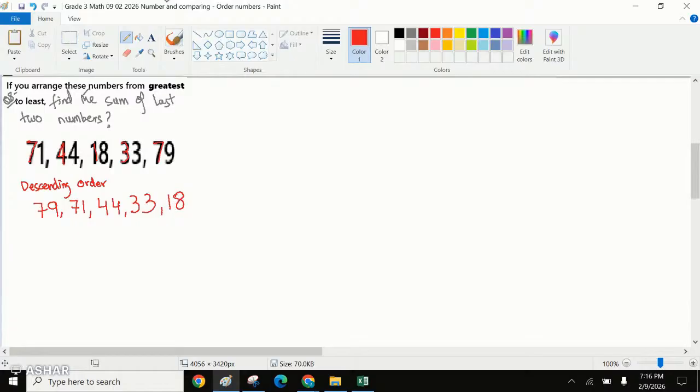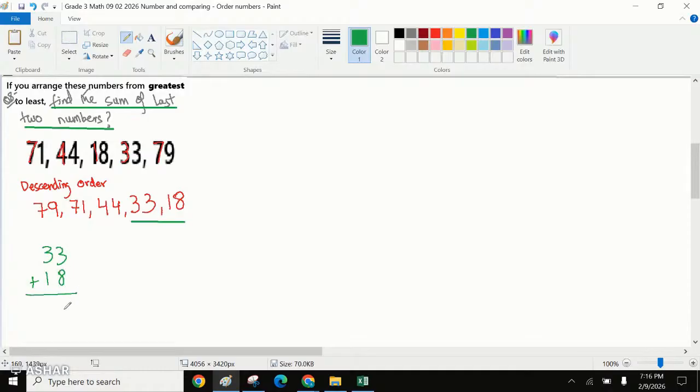You wrote 168, Job? Yes. Thank you, May. Thank you, Job. And thank you, Nate. So now the question is originally asking us something else. They're asking us to find the sum. Sum means addition, right? Of the last two numbers. We have to find the sum of these two numbers. That means 33 plus 18.